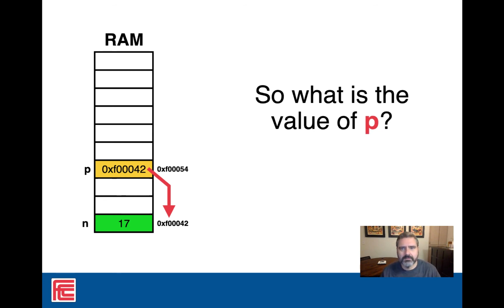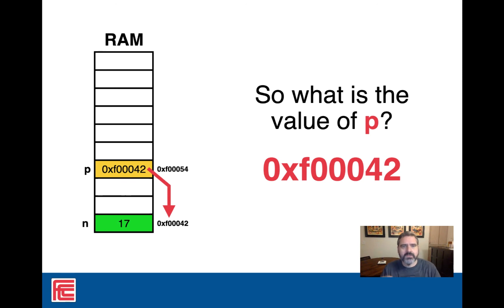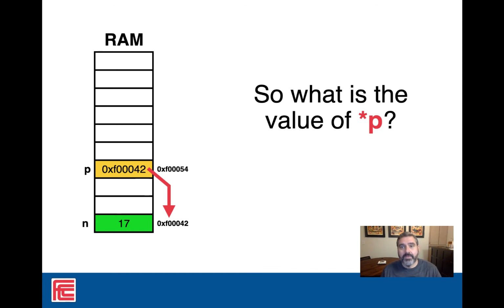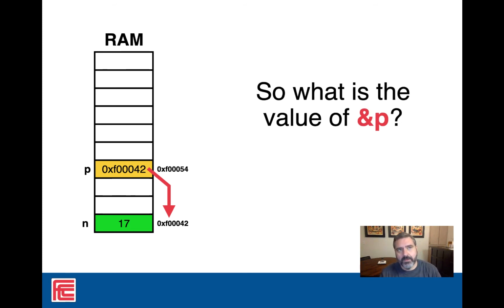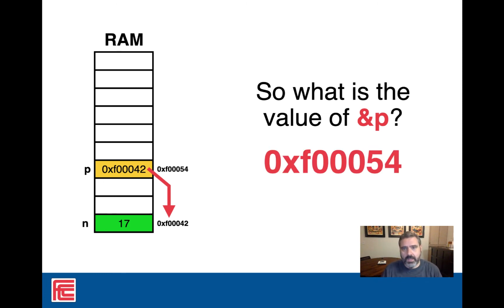So what's the value of p? Well, we just set the value of p to the address of n, so p is the exact same number. P holds the address where n is located. But what about star p? Well, that's dereferencing p, which means p has an address. I'm going to go to that address, and then I'm going to give you the value of the variable at that address. That would be 17 again. By the way, what's the value of ampersand p? Ampersand p is the address that ends in 54. It's the place where p is located, because p is a separate variable. It takes up memory. It has a slot somewhere in your RAM for it.